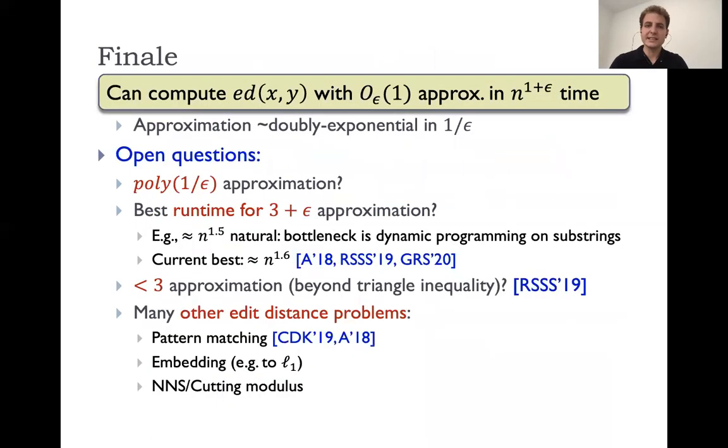So that's more or less it. To summarize, one can compute the distance in linear time up to a constant factor. The approximation we get is roughly double exponential in 1 over epsilon.